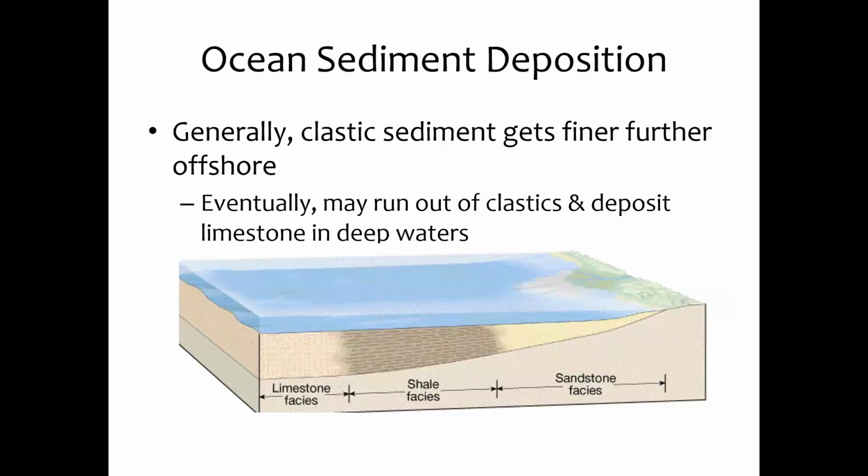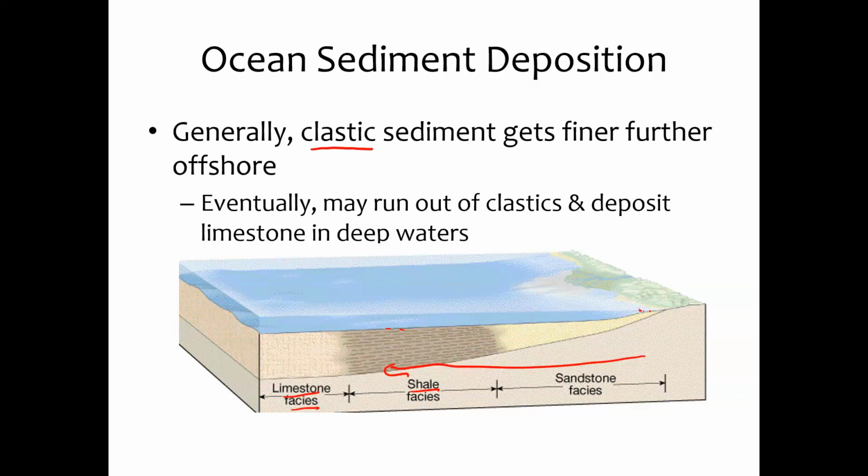Some notes about some general ideas of sediment deposition offshore. So we have, remember what clastic sediment is? Those are pieces, wholesale pieces broken off of other things like clay or sand or silt or gravel. Those are clastic sediments. Generally, the further offshore you move, the finer those particles get. So your sands will be nearer to shore, and then you will grade into silt and then shale, clay-dominant stuff as you get further offshore. And then eventually, if you run out of those clastics, they all get deposited. You might deposit some limestone in the deepest waters.